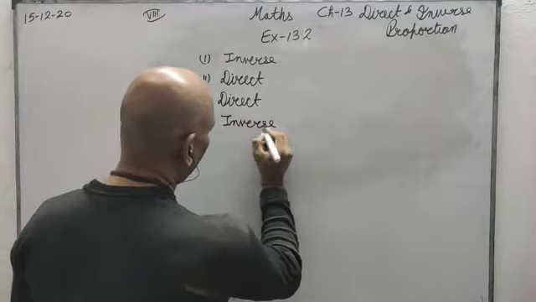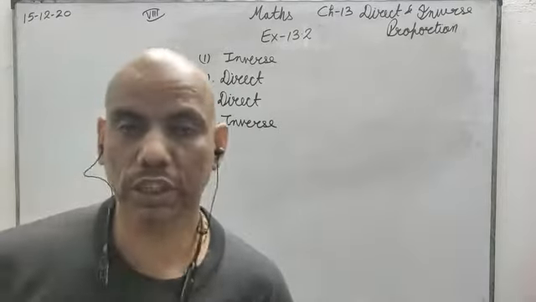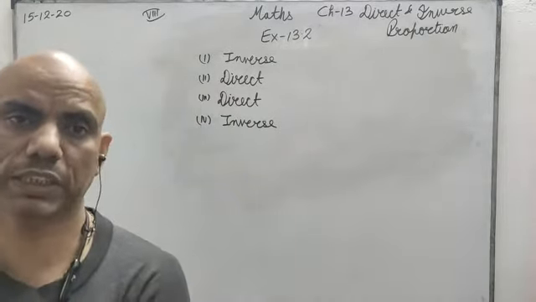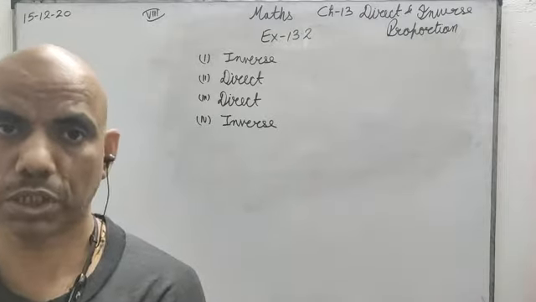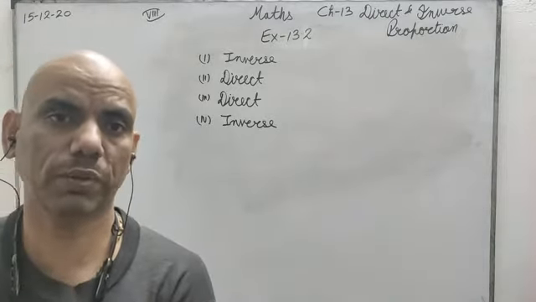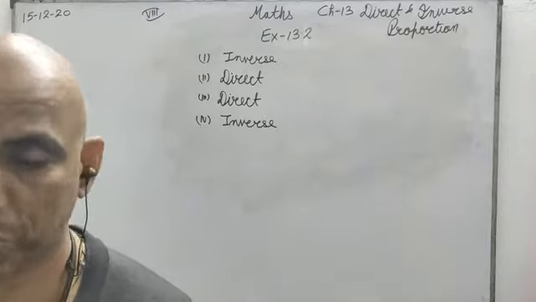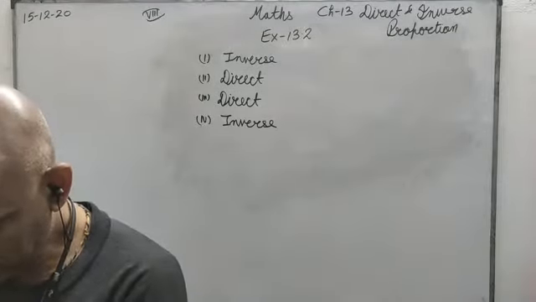The only thing you will have to see is that out of the two quantities, if both of them are increasing or both of them are decreasing, it is a case of direct proportion. If out of the two quantities, one of them is increasing and the other is decreasing, it is a case of inverse proportion. Have a look at the next one.